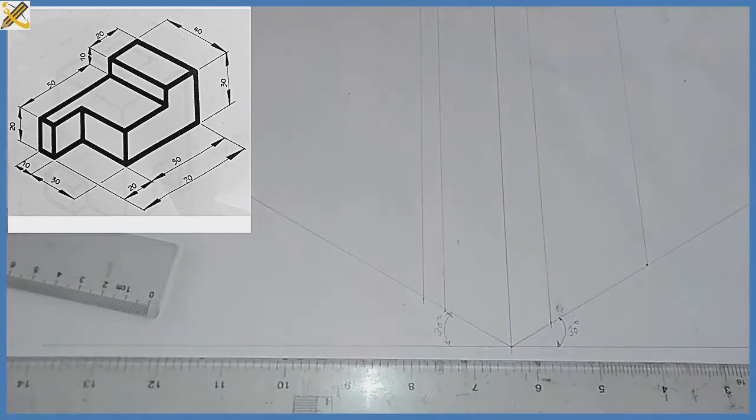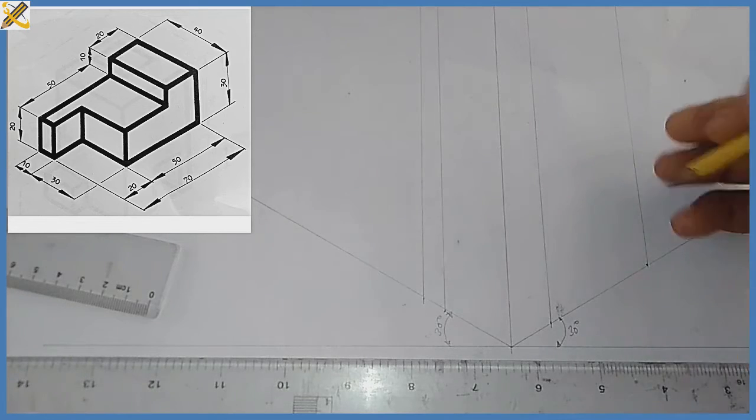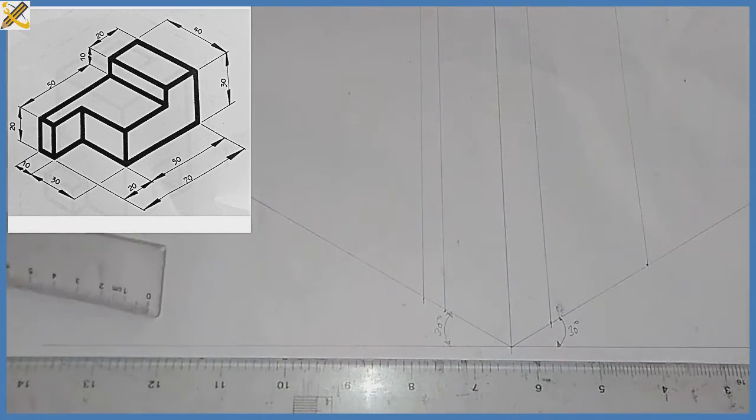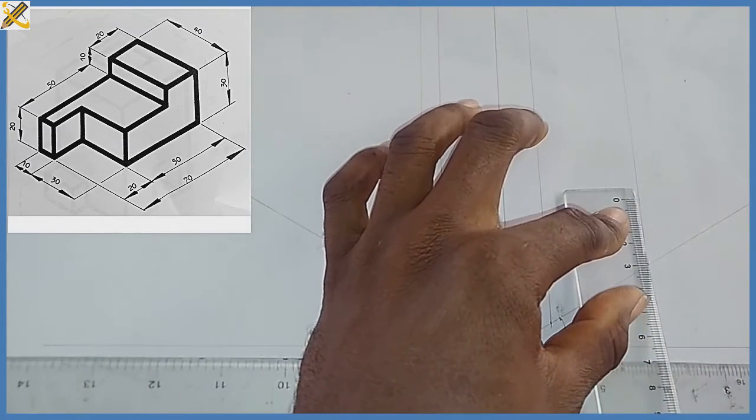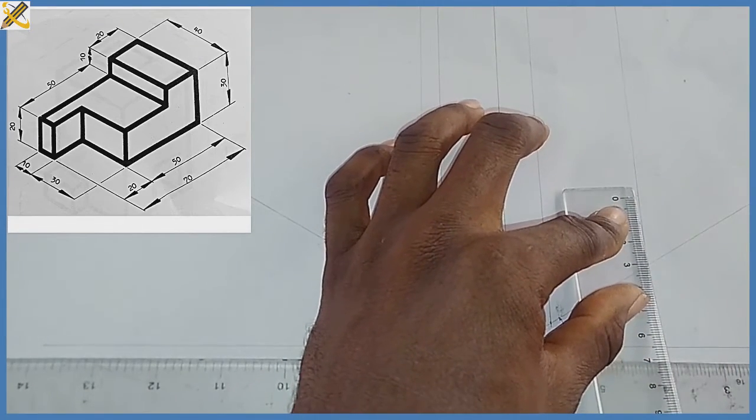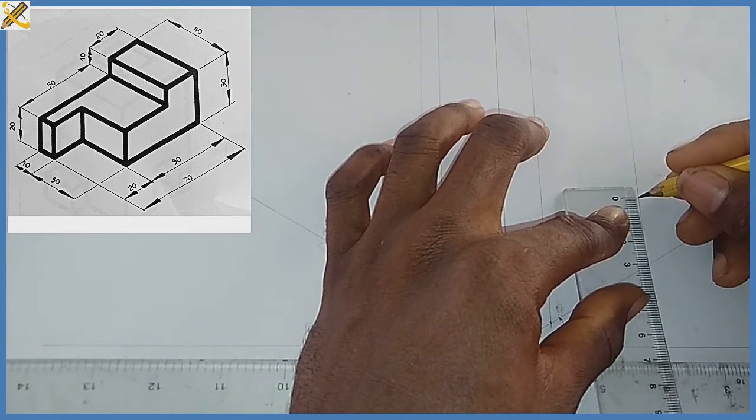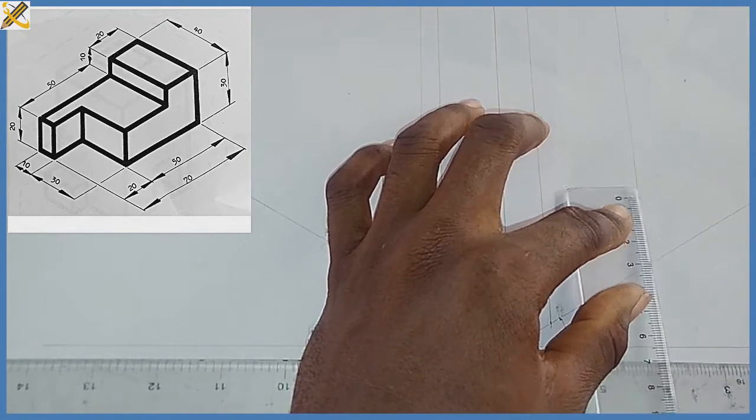All right, so having it that way, now the total height looking from the back, from this end here, is 30. So with my ruler, I measure the mark of 30, which is right there.